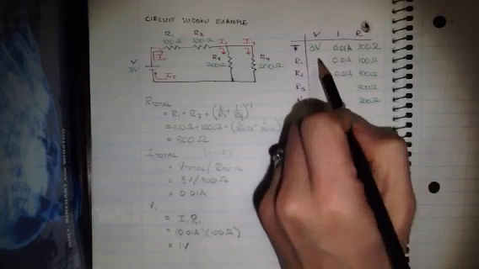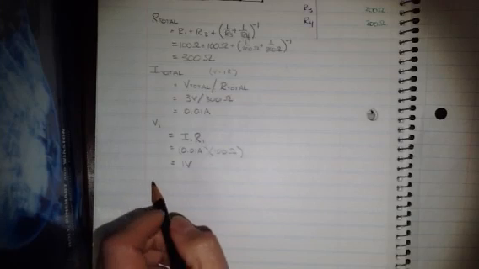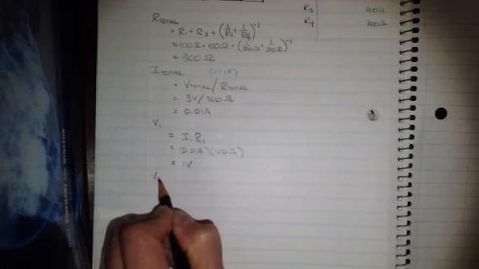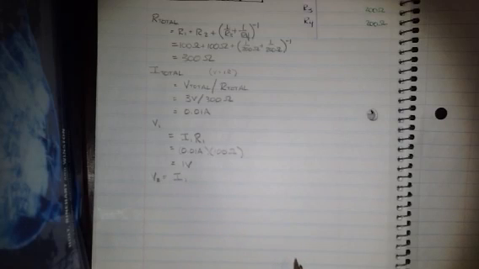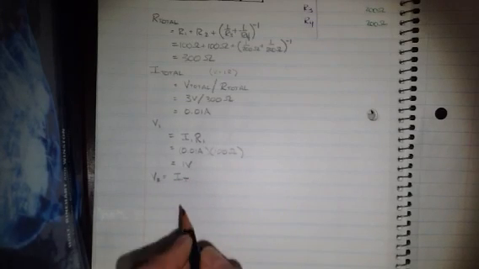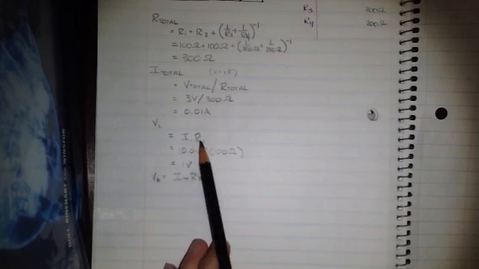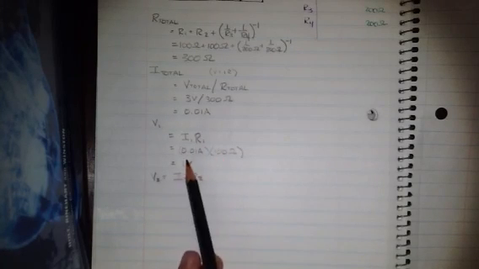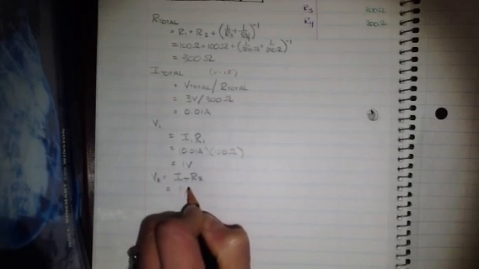So I can take that back here, 1 volt. The voltage drop across resistor 2 is the current flowing through resistor 2 times the value of resistor 2. Resistor 2 and resistor 1 have the same current and resistance, so this will also be 1 volt.